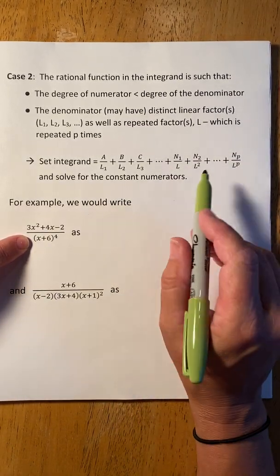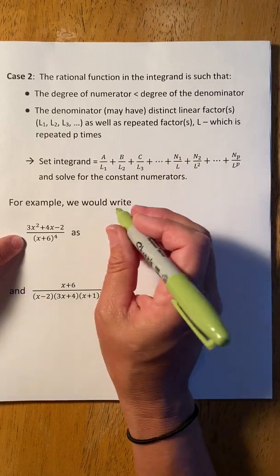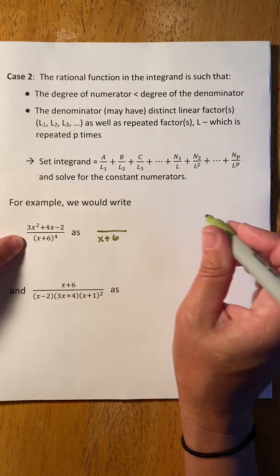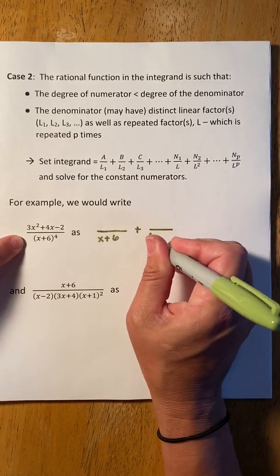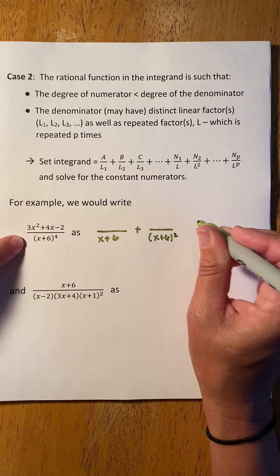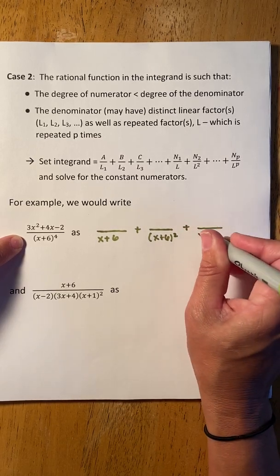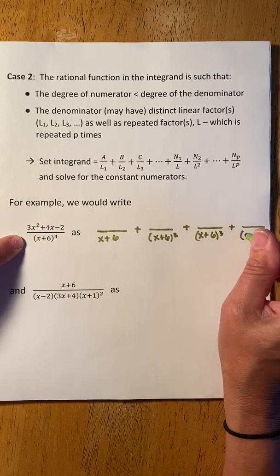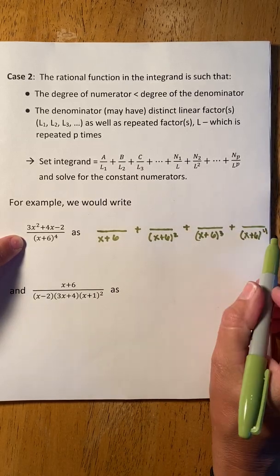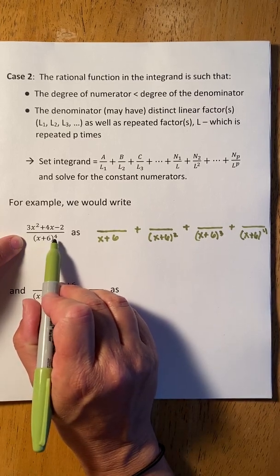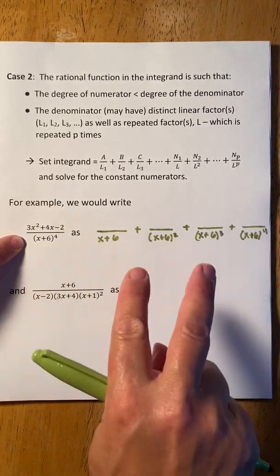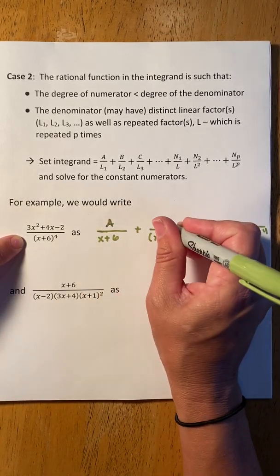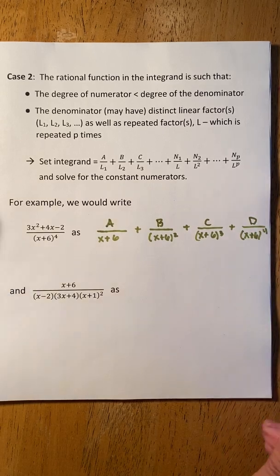So what we would do is write this as the first denominator would just be x plus 6. The second denominator would be x plus 6 squared. The third denominator would be the factor but cubed. And then the last denominator would be x plus 6 to the 4th. And we stop when we hit the power. So however many times that factor is repeated, that's how many fractions it contributes to the decomposition. And then we just put the constants a, b, c, and d on top.